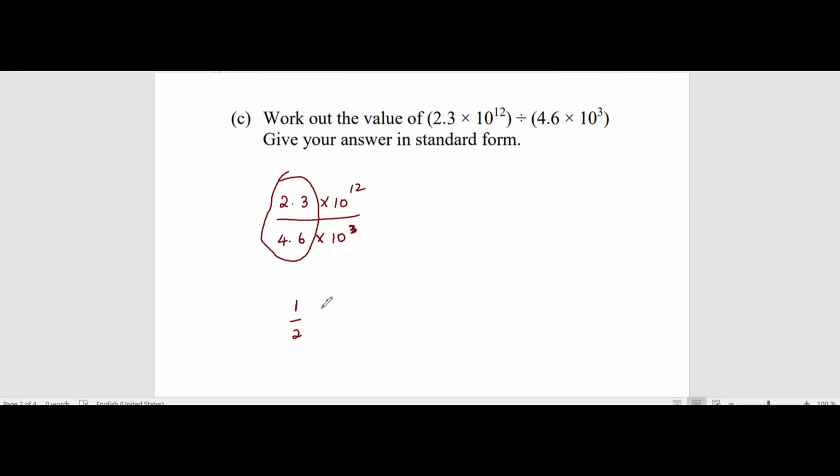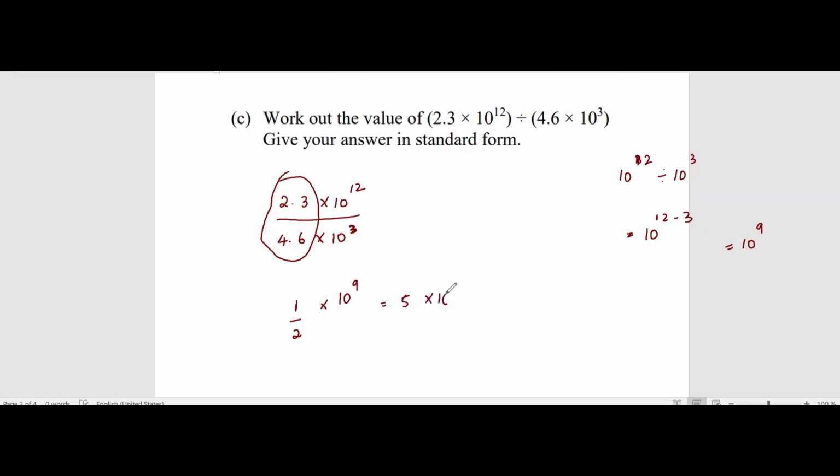So 1 by 2 into, and now I'm going to divide 10 to the power of 12 divided by 10 to the power of 3. We know that 10 to the power of 12 divided by 10 to the power of 3 will be 10 to the power of 12 minus 3, that is 10 to the power of 9. So 10 to the power of 9 divided by 2. And 10 to the power of 9 divided by 2 will give you the answer as 5 and 8 zeros.